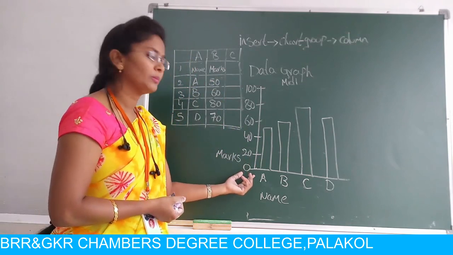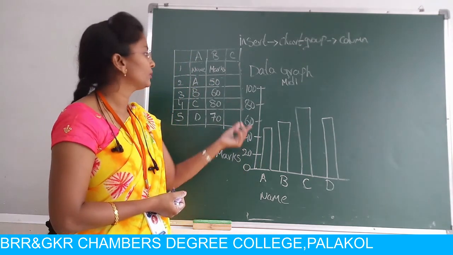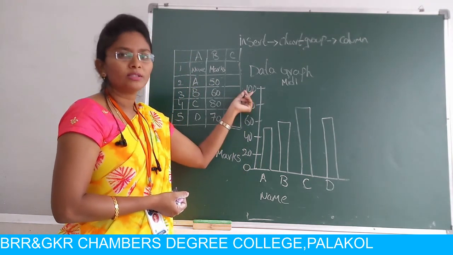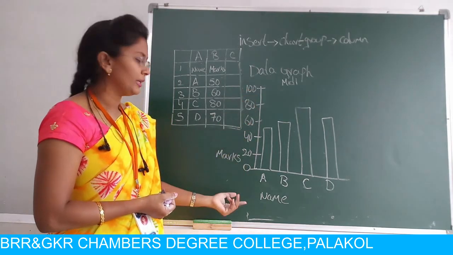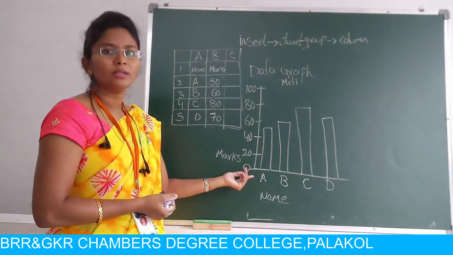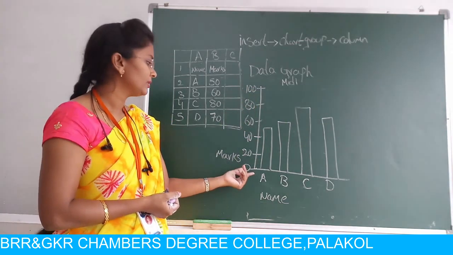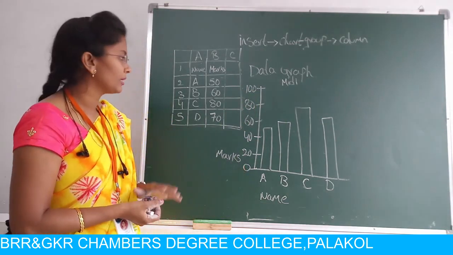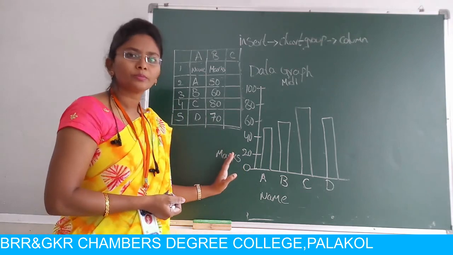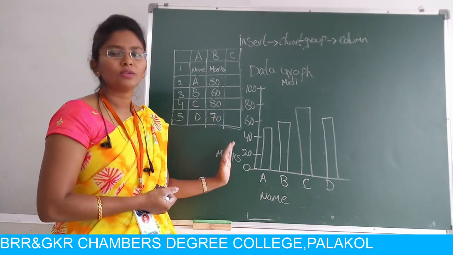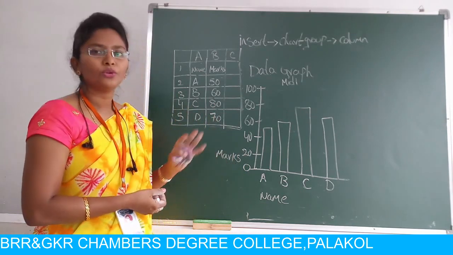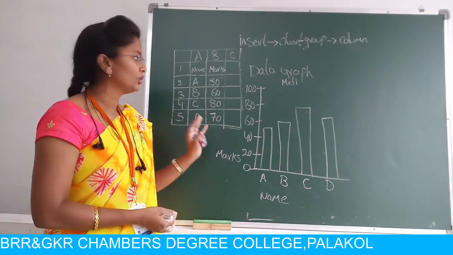Here I am taking from top to bottom, that means 0 to 100. Total marks is 100, that's why I am taking 100 as the top range, and 0 is the least marks, that's why I am taking 0 as the bottom. This is the way the graph will be represented. Charts and graphs are the same. There is no difference between a graph and a chart.